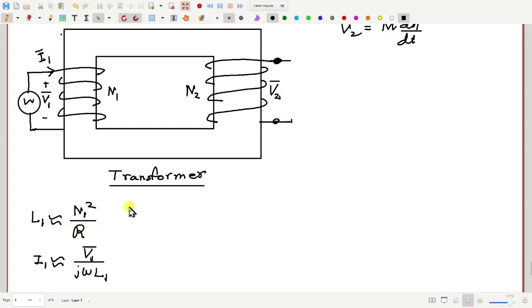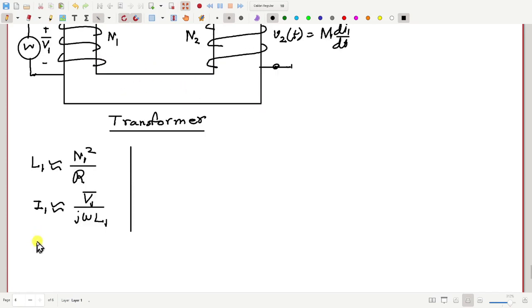And then how much is the voltage induced across the second coil? We know V2, if I write it as a function of time, V2(t) is equal to M di1/dt. M is the mutual inductance between the two coils. And how much is M? M is N1 N2 by the reluctance of the core.